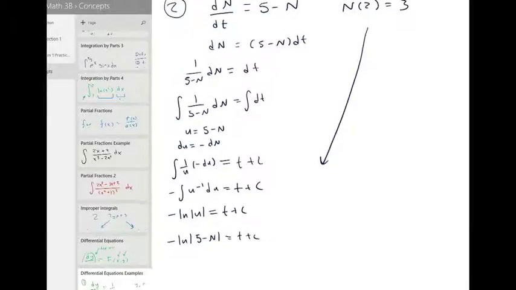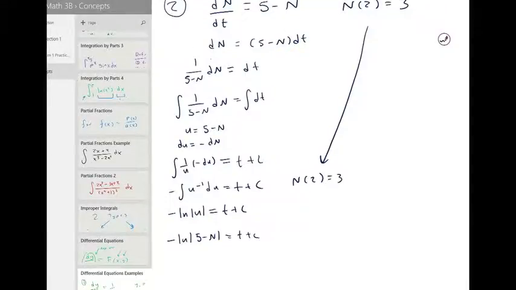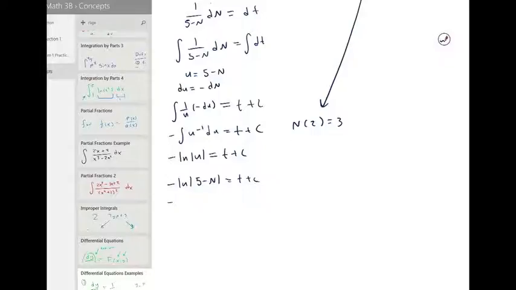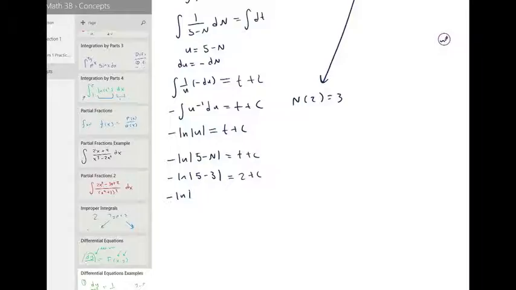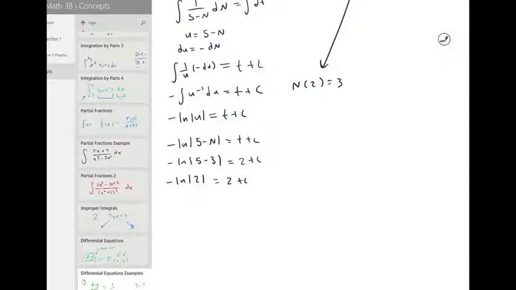and right off the bat we can use our initial condition. n of 2 equals 3, so wherever we see n, we're going to put in a 3, and wherever we see our t, we're going to put in 2. Simplify this, we have negative ln 2 equals 2 plus c. So c must equal negative ln absolute value of 2 minus 2.